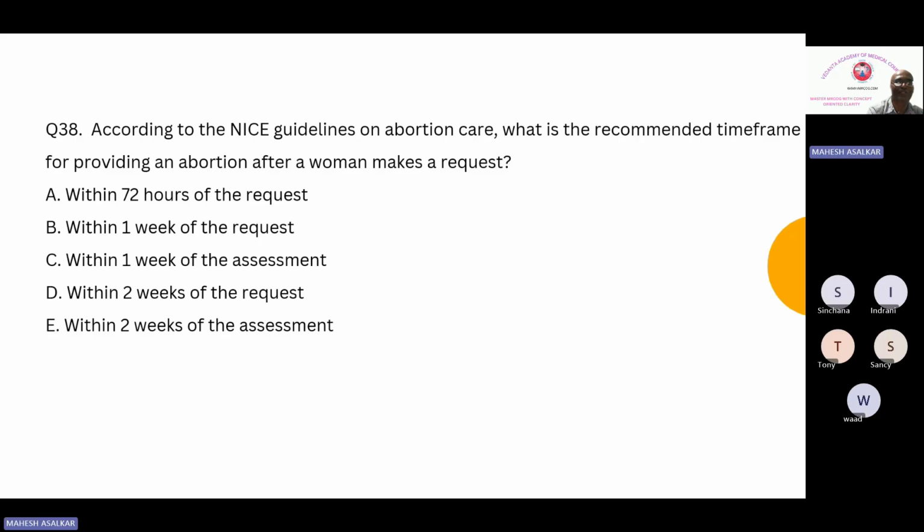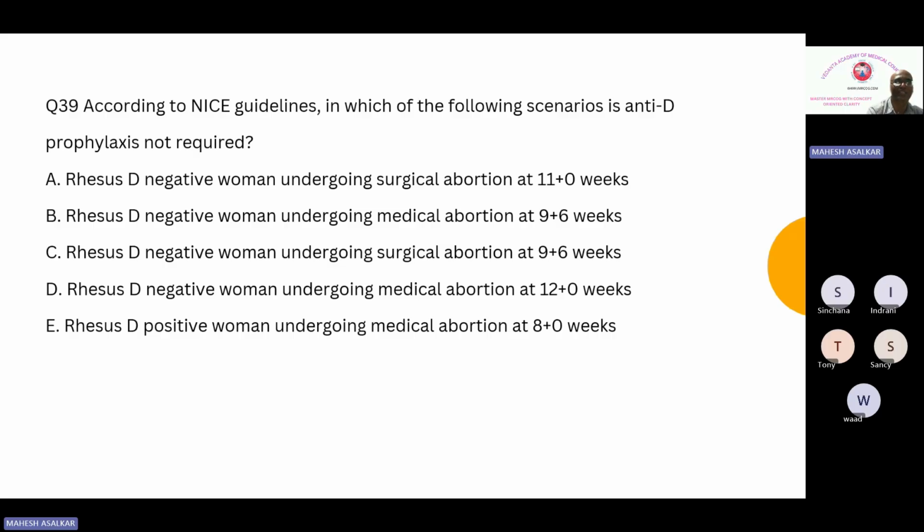Time frame for abortion. Assessment should be within 1 week, and abortion should be within 1 week of assessment. That is what the guideline is. So the abortion should be within 1 week of request. She should be assessed, and it should be provided within 1 week of assessment. The service should be provided. Okay. Next, Dr. Sansi, continue.